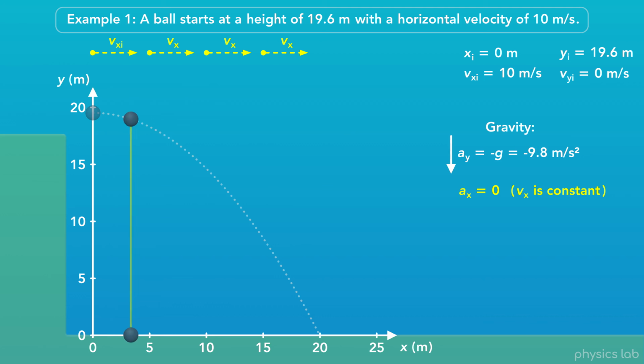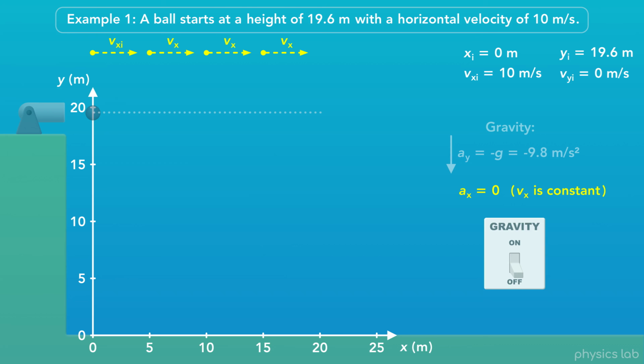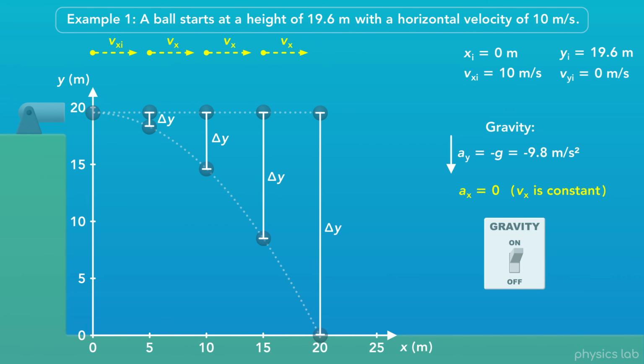We could think of the ball's horizontal motion as being identical to a ball rolling on the ground at a constant velocity. Or if we turned gravity off, the ball would move in a straight line at a constant speed. The difference between this path and the ball's actual path is the amount the ball falls due to gravity. But the vertical acceleration has no effect on its motion in the x direction.